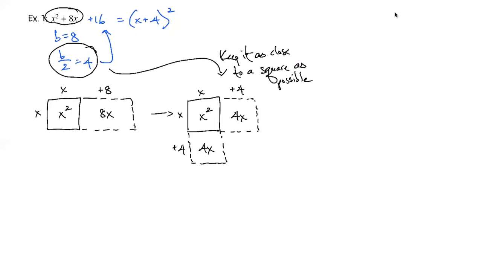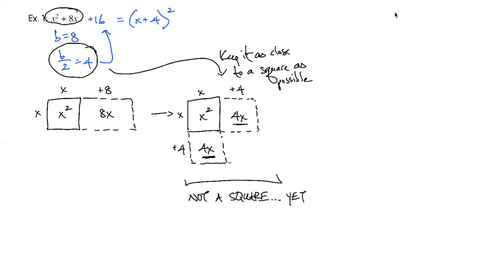So complete the square literally means keep the area model as close to a square as possible. That's where we get the 4 from. We take 8, we cut it in half, we add half over here and half down here. Now, I think we would all agree that the shape we have right here is not a square yet, okay? So now let's think about where this plus 16 comes from.